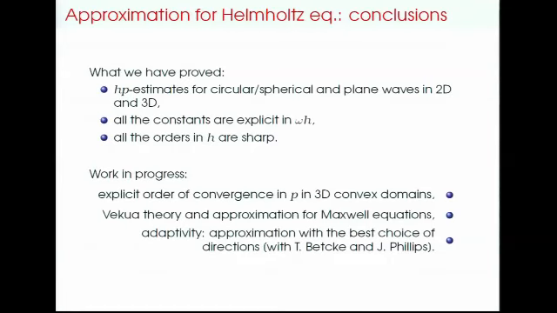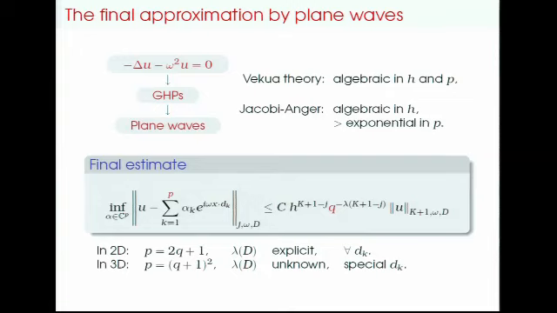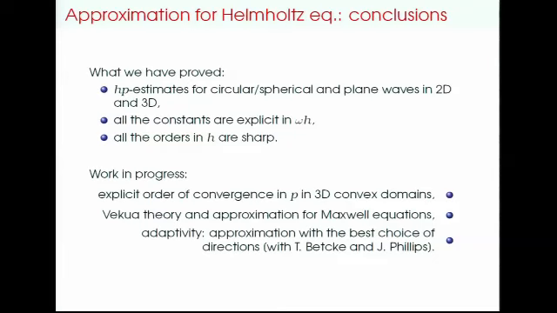What can be done? We would like to have an explicit order in p in 3D, because remember here we have this parameter lambda that in 2D is known, but in 3D we don't know anything. We would like to generalize this approach to the Maxwell equations, and we want to prove some adaptivity estimate.